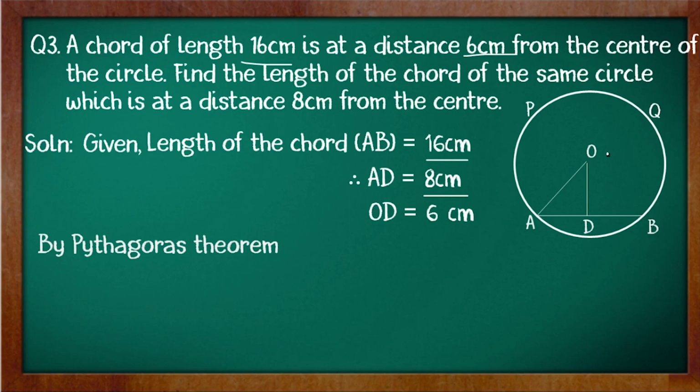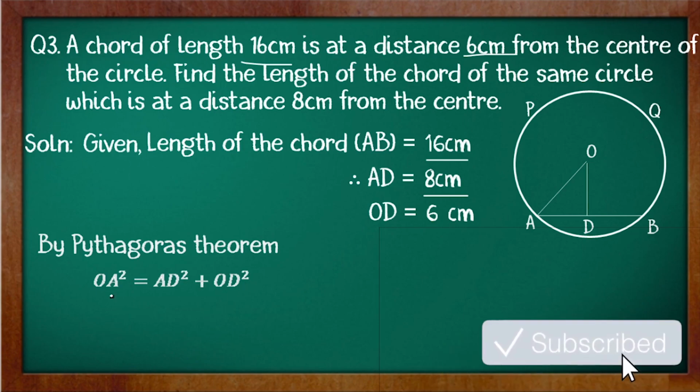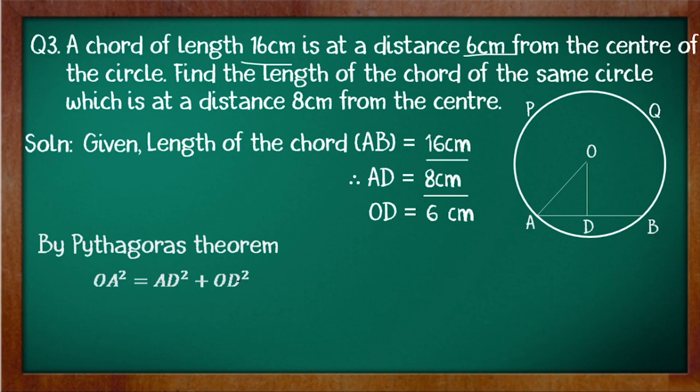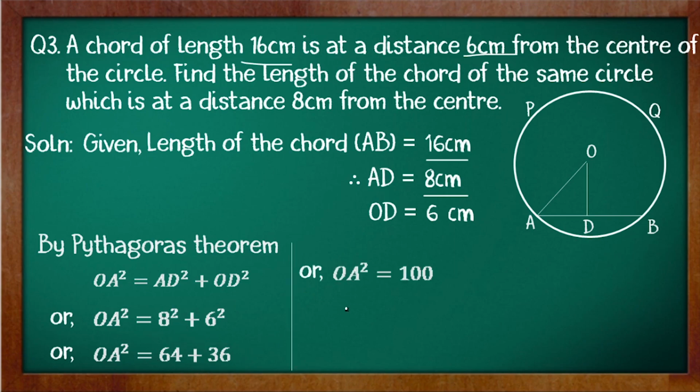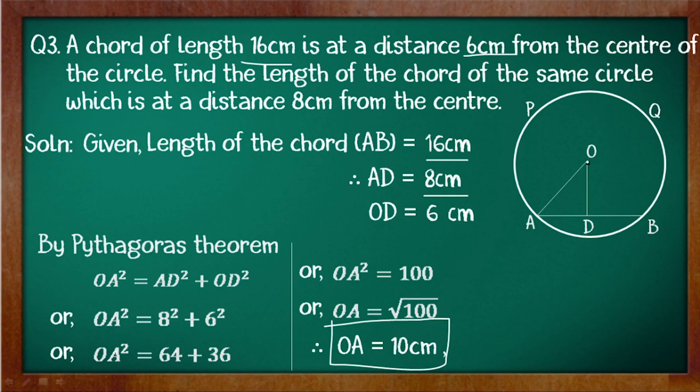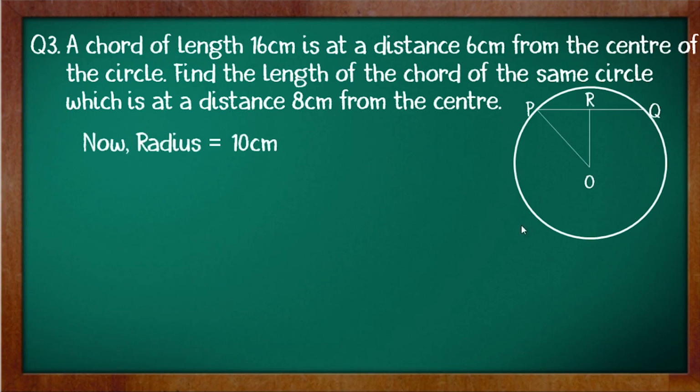Using Pythagoras theorem on this triangle, we have OA squared is equal to AD squared plus OD squared; hypotenuse squared is equal to base squared plus perpendicular squared. So OA squared is 8 squared, since AD is 8, plus 6 squared, since OD is 6. 8 squared is 64, plus 36, so this will give us 100. Square rooting both sides, OA is equal to under root 100. So OA is 10 centimeter. OA is the radius of this circle, so now we know that the radius of this circle is 10 centimeter.